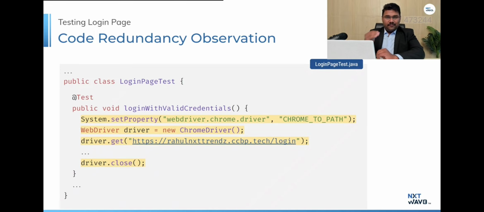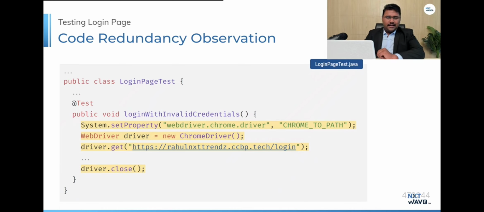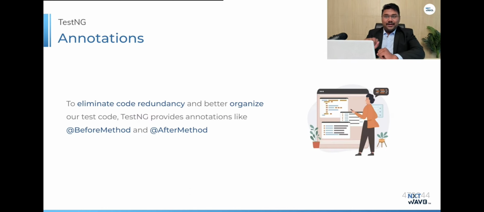Before we actually start testing, the common steps are setting up the property of the browser. We'll tell it the path, then we'll create a new instance, then we'll ask it to navigate to the web page. And once the test is completed, finally we'll close our browser. That's a common step, and this is common for both the successful and the failed login case as well. In fact, we can handle this code redundancy.